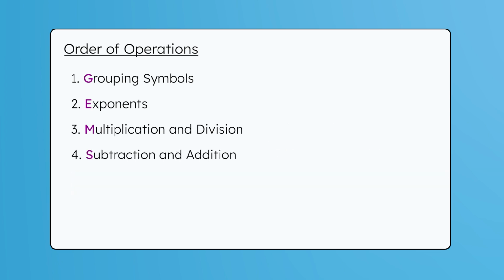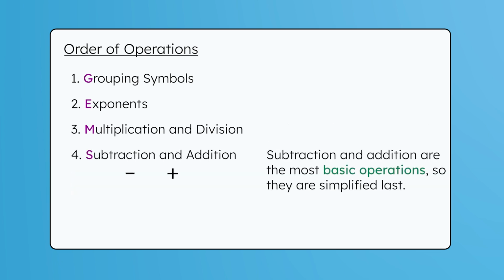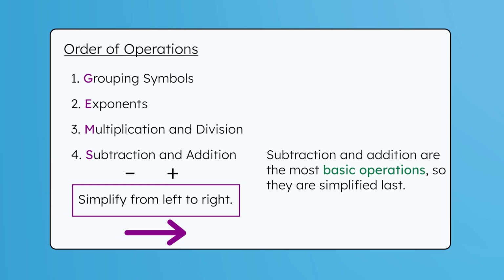And finally, we do subtraction and addition. They're the most basic operations, so they come last in the order. They're also inverse operations, so they share the same level. That means we don't always do subtraction before addition. We simplify whichever comes first as we move left to right.